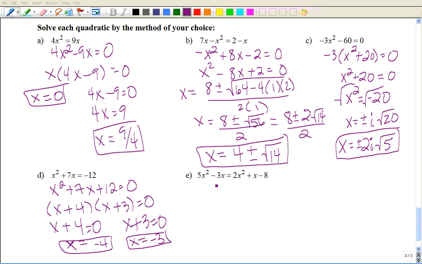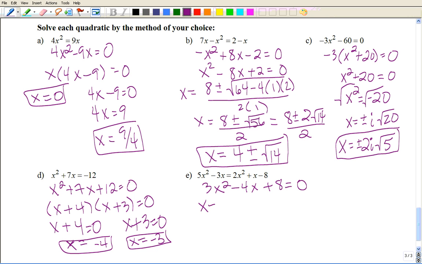Alright, and then part E, we have 5x squared minus 3x equals 2x squared plus x minus 8. So I'm going to move everything to one side of the equal sign. So I'm going to subtract 2x squared over, so I have 3x squared. And then I'm going to subtract the x over, so I have minus 4x. And then I add 8 to both sides. Okay? Let's use the quadratic formula.